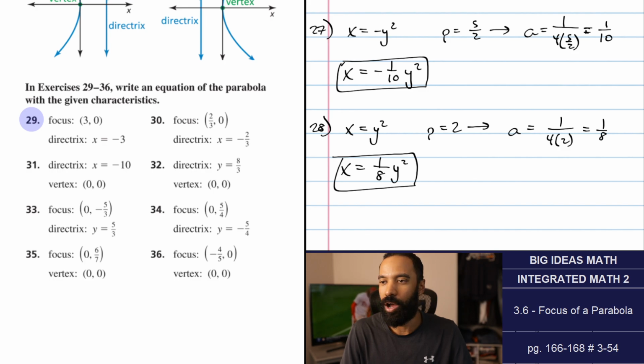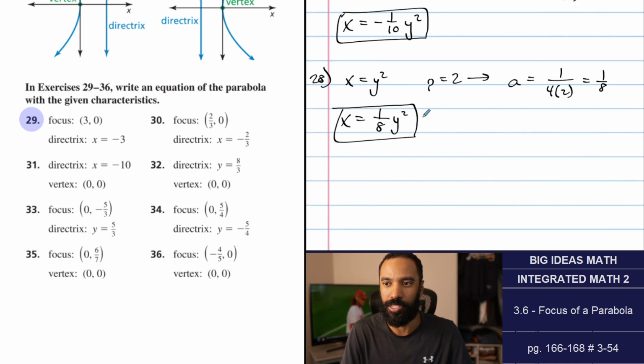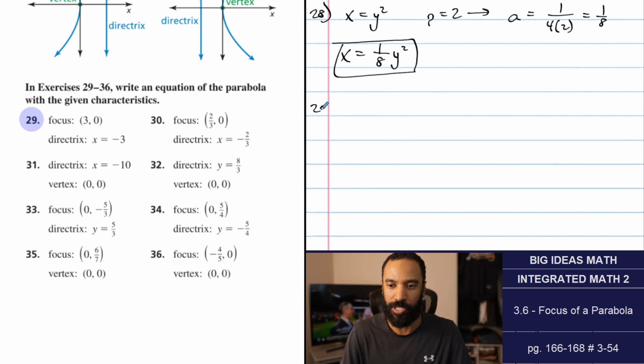In 29 to 30, 36, we're also going to write equations. This time we're not given the graph. We are given just information, but we might want to draw a graph based on it. Let me take care of more sniffles.